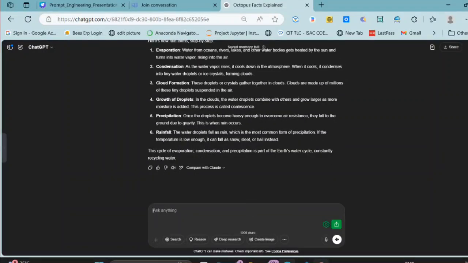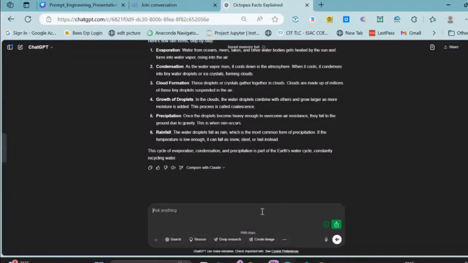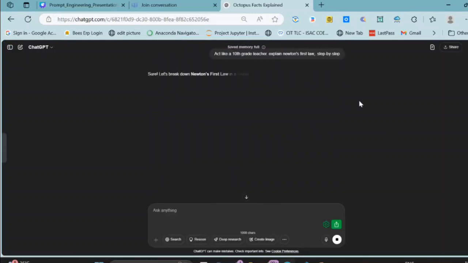Okay. Next, the third one, use a role. We already explored roles. No problem. We'll explore one more example. Act like a 10th grade teacher. Explain Newton's first law. Oh, sorry, not step by step. Wait a moment.